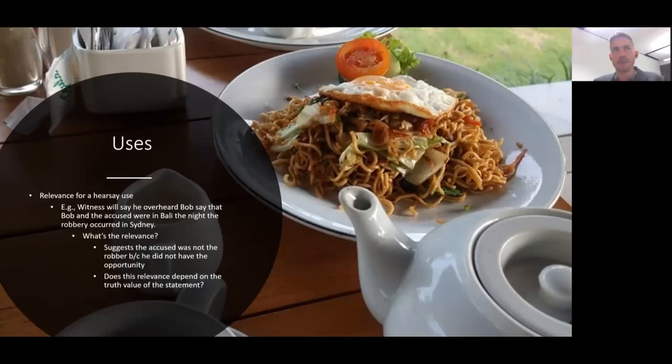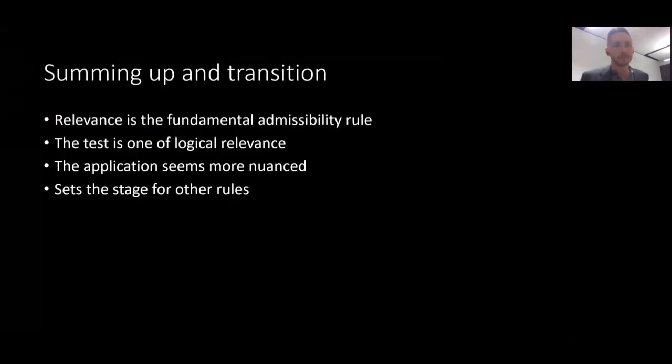And for that use, it doesn't really matter which one is true. It just matters that he's said two inconsistent things. He said he was in Bali, and he said he was in Newtown. That doesn't depend on the truth value of the statement. It's just a mere inconsistency. So now we have two different uses: one that depends on the truth, one that doesn't depend on the truth. Does that change the way in which these rules are engaged and enforced? Maybe we'll see that in a few moments with Celine.